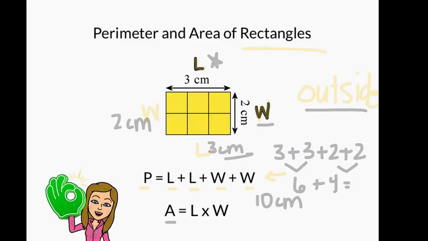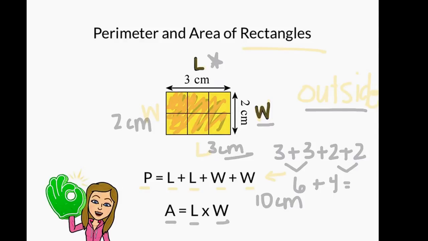Now, area, remember, is the measurement on the inside of the rectangle, the square units inside. To find area, the formula is length times width. You'll notice this looks like an array. Do you notice how it's 3 by 2? In order to find the measurement of an array, we always multiply 3 by 2, or if it's 4 by 5, we multiply that. So we are going to measure that.